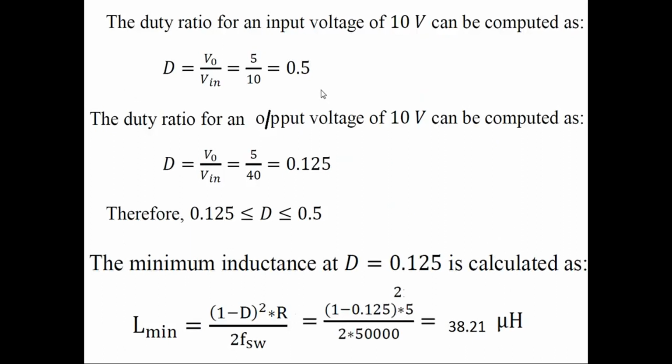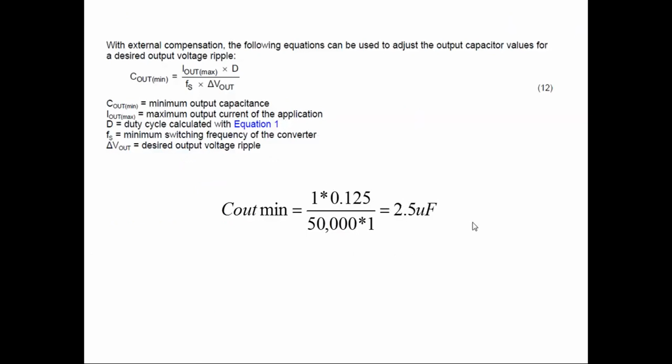So the duty ratio D would be V0 upon V, that is 5 by 10, which equals 0.5. This duty ratio is for an output voltage of 10 volt, this is for 5 volt, 5 by 10. For the 40 volt output voltage, it is 5 by 40, which is 0.125. So 0.125 to 0.5 is the duty cycle, and the minimum inductance accordingly is 38.21 microhenry. Similarly, C out minimum is 2.5 microfarad.